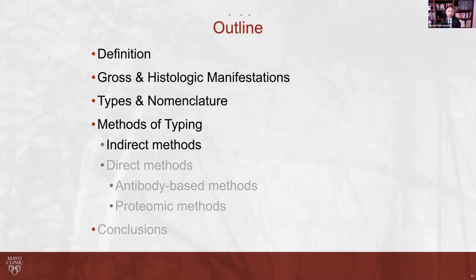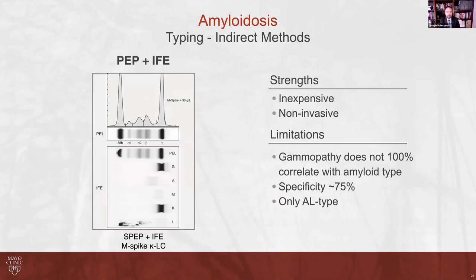Now, how do we figure out what type of amyloid we're dealing with? Well, there's a number of indirect methods that can be employed. Perhaps the most widespread or long used is protein electrophoresis and immunofixation. It has the benefits of being relatively inexpensive, and of course, it's also non-invasive. The problem is the presence of gammopathy does not always correlate with either the amyloid type or even the presence of amyloid. Gammopathy is relatively common in our populations, as we all know. In fact, you can have an M spike in up to 20 to 30% of individuals over the age of 65 in some populations. So that really affects the specificity of protein electrophoresis for typing amyloid.